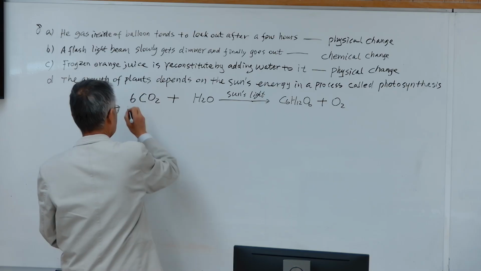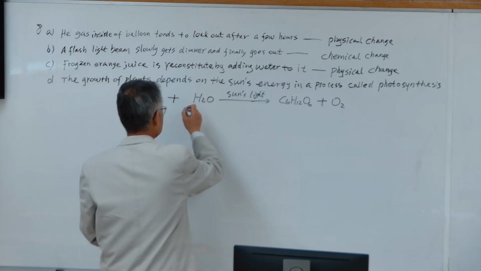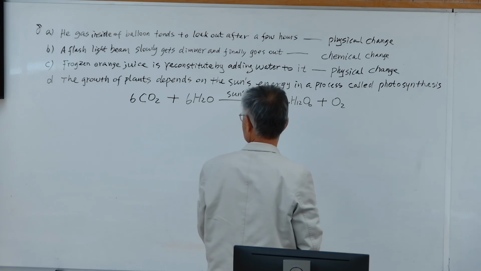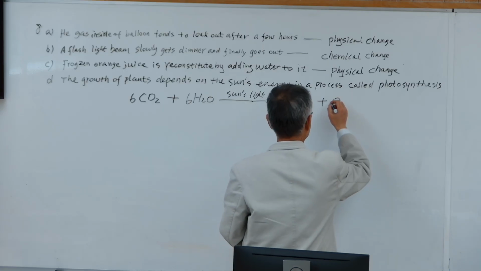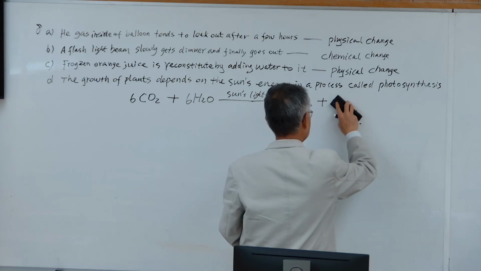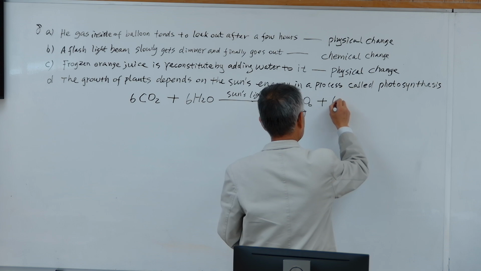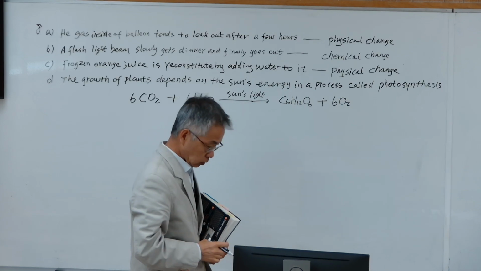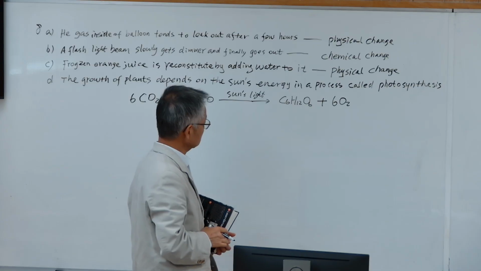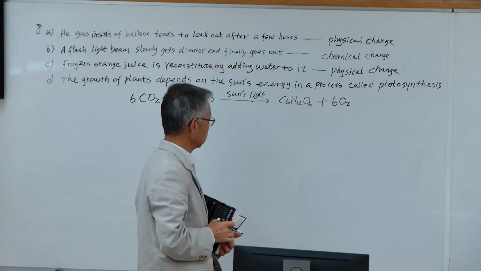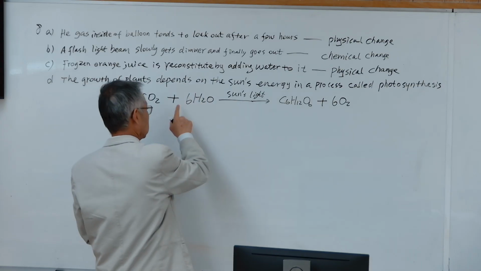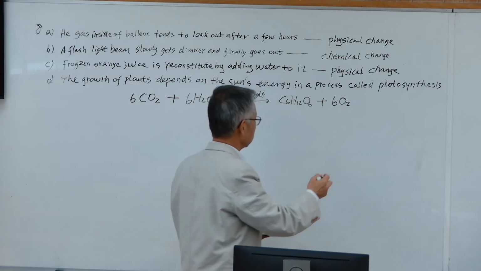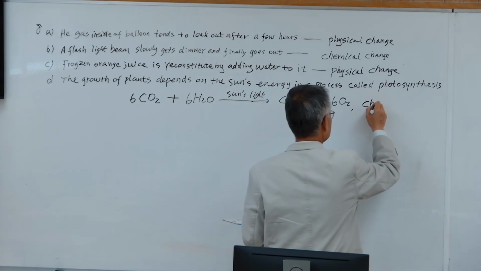So 6 carbon dioxide and 6 water then produce 6 oxygen molecules, along with glucose. So any plant's growth depends on the sun's light because of this photosynthesis chemical reaction. So clearly this is a chemical change.